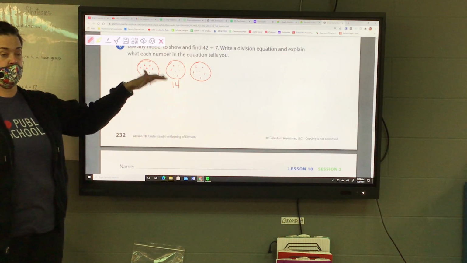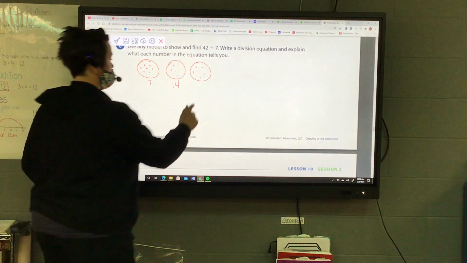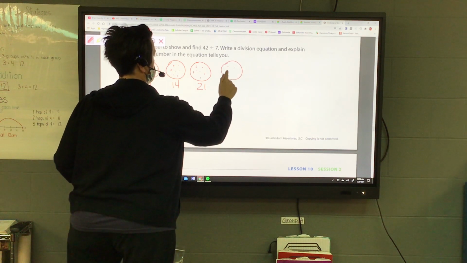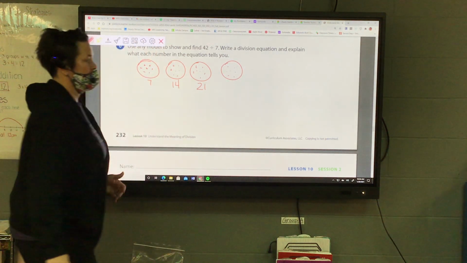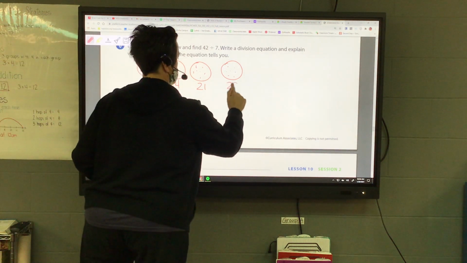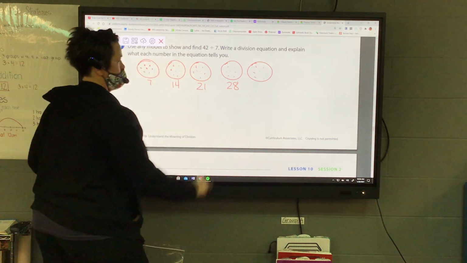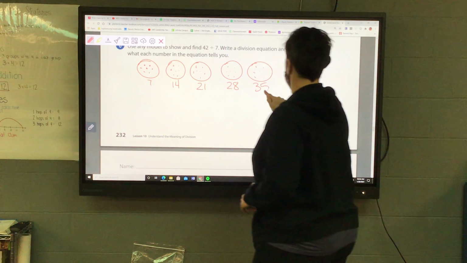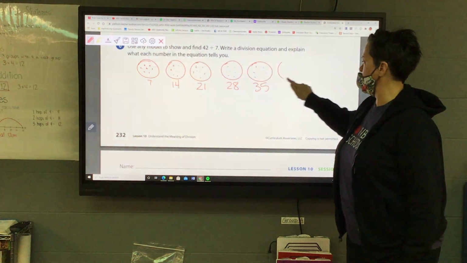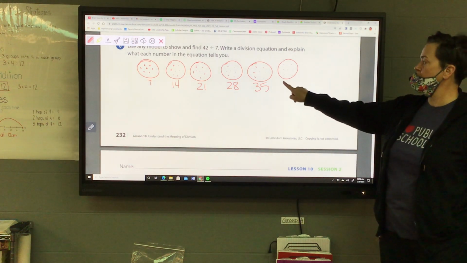Now if I have 3 groups of 7, how many do I have? 21. Good thing Connor knows his skip counting. Another 7, 28. Another 7, 35. Am I to 42 yet? No. So I need to do another group. 42.